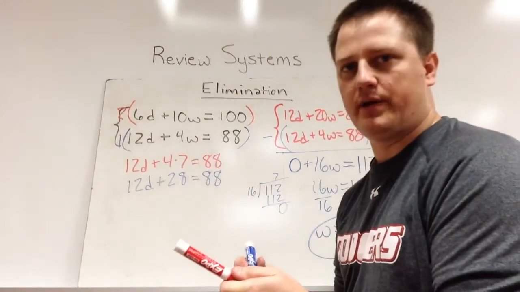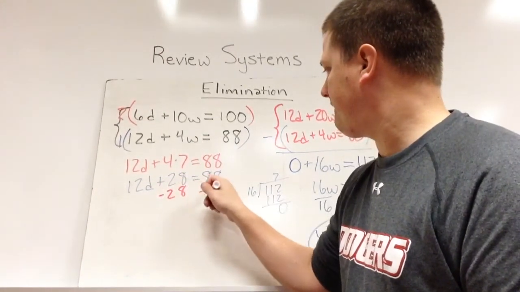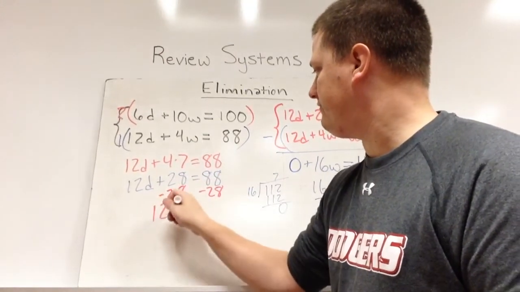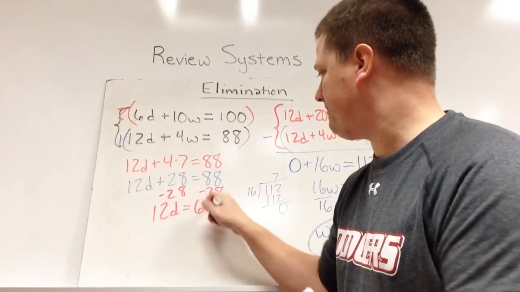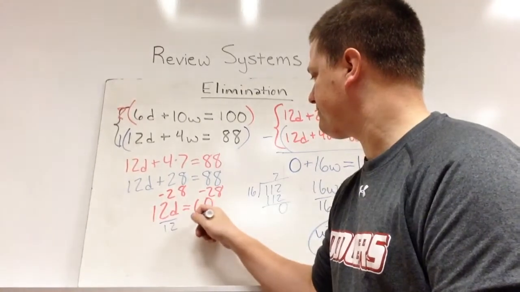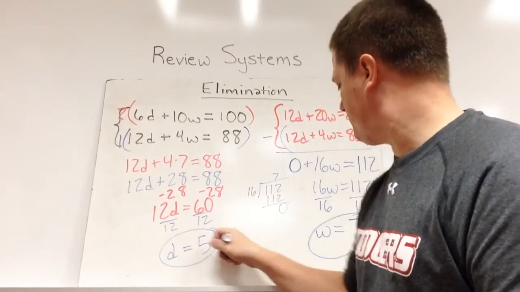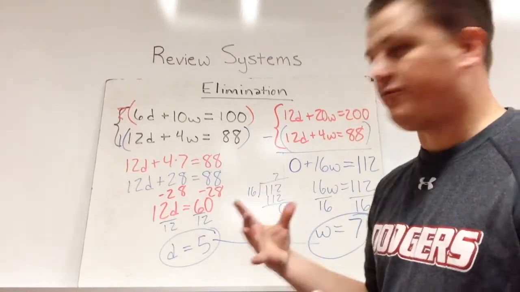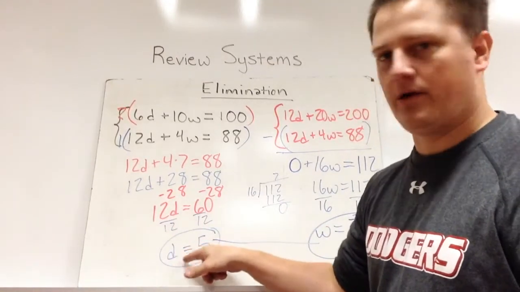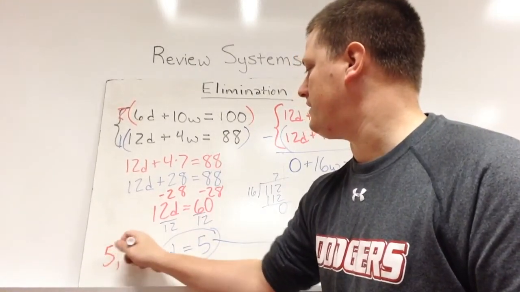I can multiply, so I do it. And then we just solve. Minus 28. 12D equals 60. Divide by 12. And D is 5. So here's our answer. If we write this as an ordered pair, we would always go with our alphabetical order. So this would be 5, comma 7.